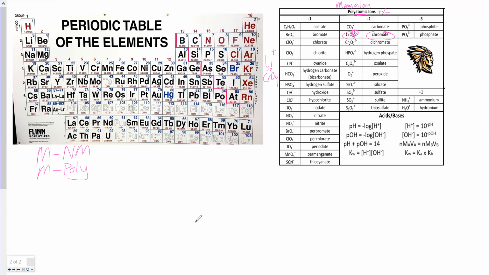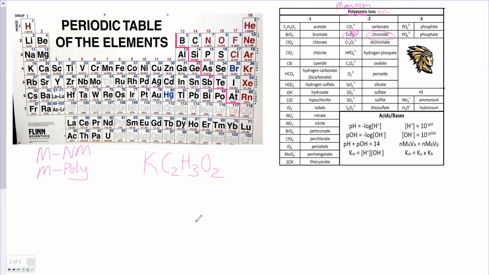All right, so with that being said, the charges are the same except I just gave you the charge on these. All right, let me give you an example. You're going to have to look at your periodic table and your polyatomic chart. Name the first element, name the polyatomic.